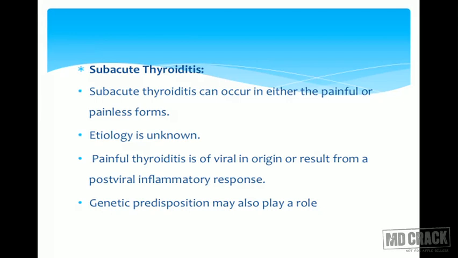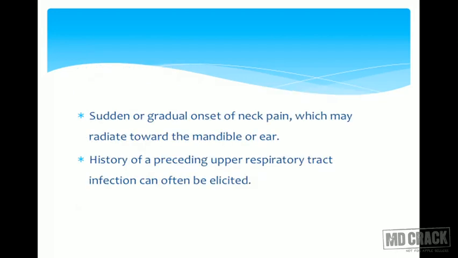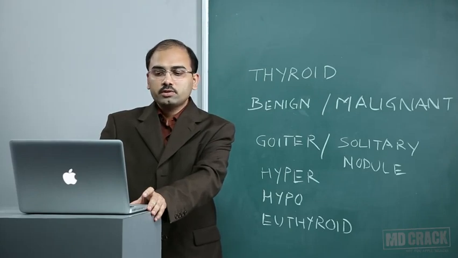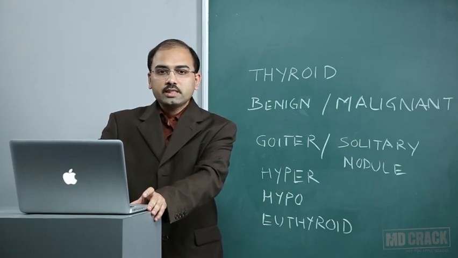So subacute thyroiditis can be painful or painless. Painful results mostly from the viral origin or the post-viral inflammatory response. This is a very important point. Genetic predisposition may also play a role. Patients will have sudden or gradual onset of neck pain which may radiate towards the mandible or ear. A history of preceding upper respiratory tract infection can often be elicited.